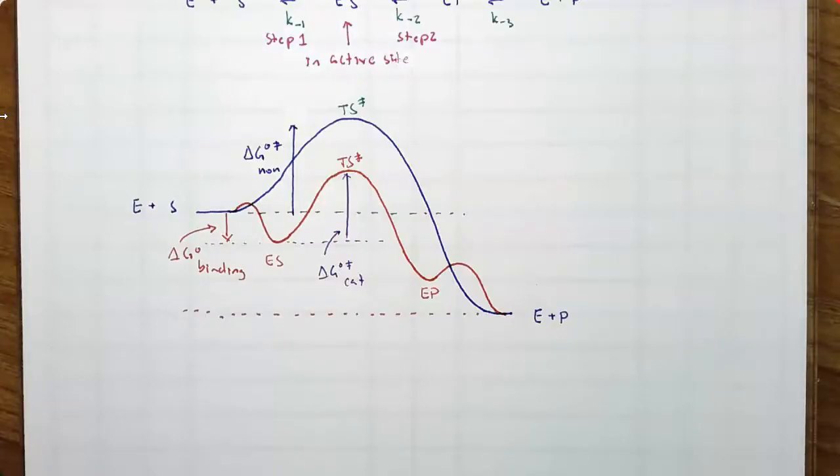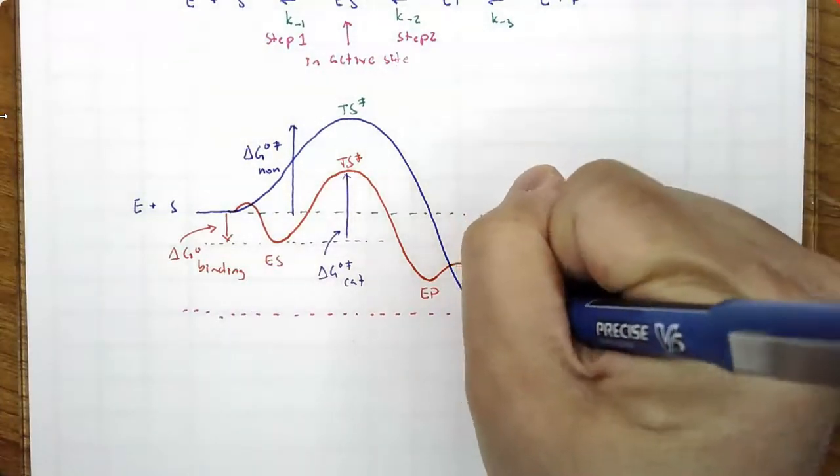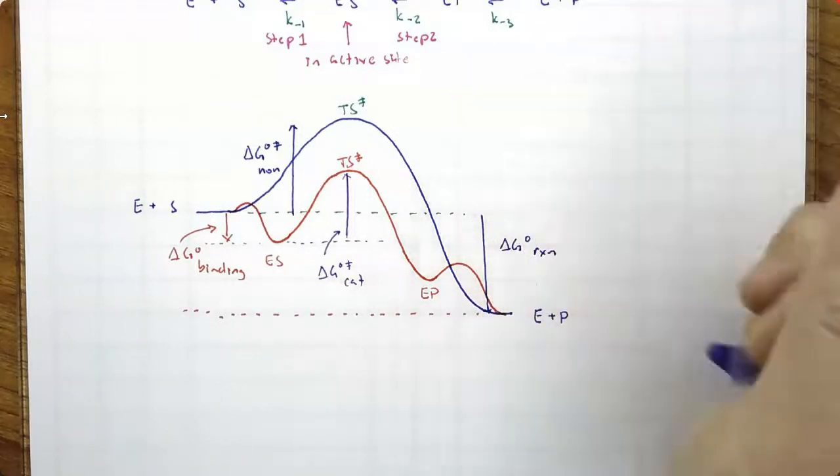Now, the delta G for the overall reaction is still the same whether it's catalyzed or not, and it's this delta G right here. That is a delta G of just the reaction.